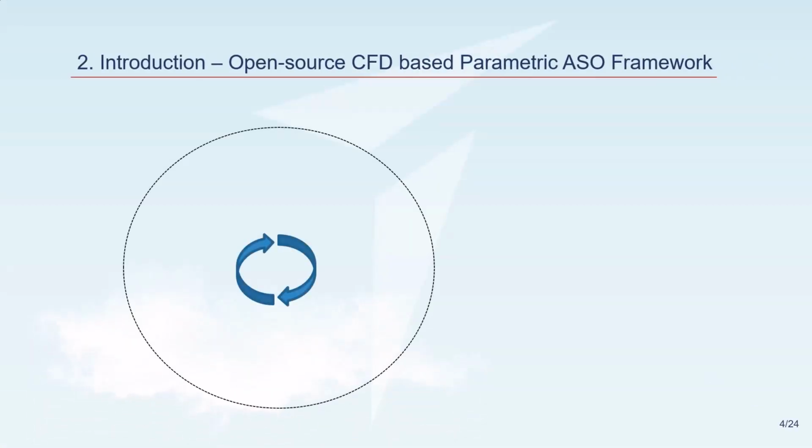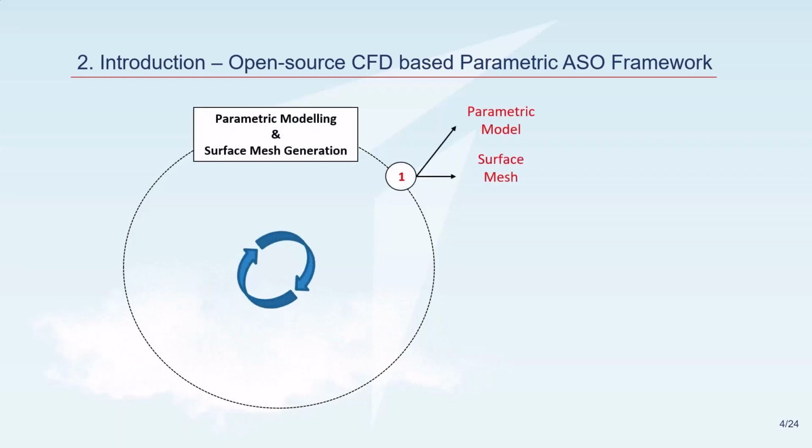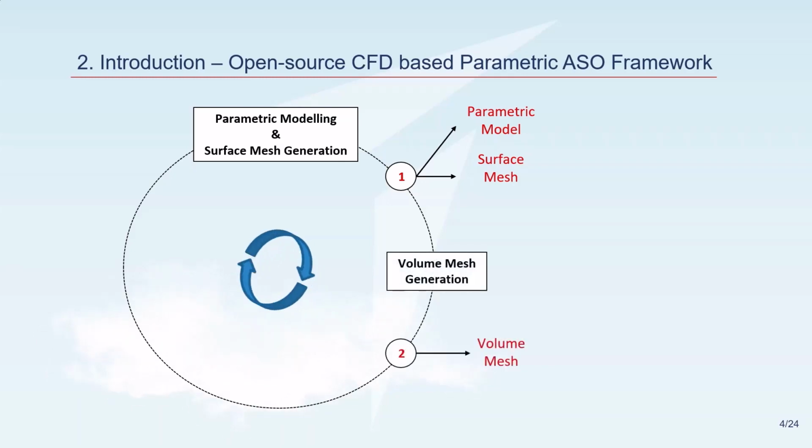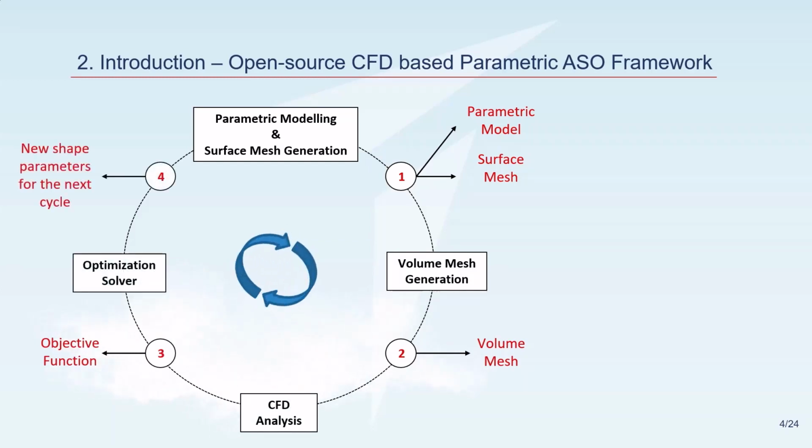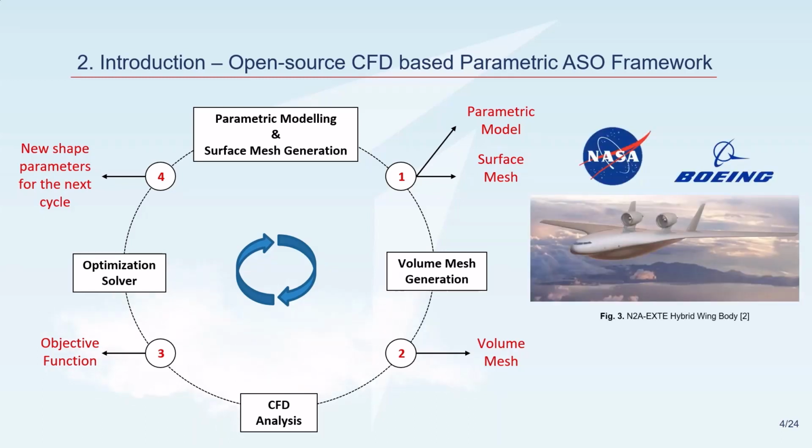Let's have a look at an overview of the optimization cycle. The aerodynamic shape optimization cycle basically consists of 4 steps. In the first step, parametric modeling and surface mesh generation are done. In the second step, volume mesh generation. And now we are ready for CFD analysis. And in the last step, the optimization process is carried out. In the present study, the optimization framework is used to optimize the N2A extended hybrid wing body. I will explain each step of the cycle in detail in further slides.